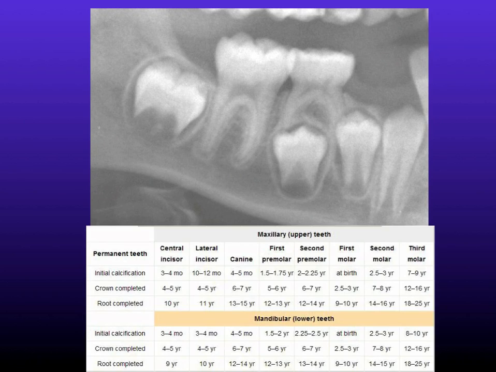It is possible to estimate the age of patients using the degree of root development, as you can see from this chart. But you should be cautious about giving exact developmental ages for patients on the basis of their tooth development. This may not correspond with their chronological age.